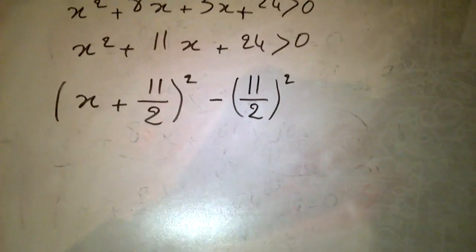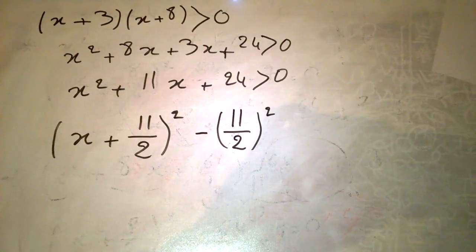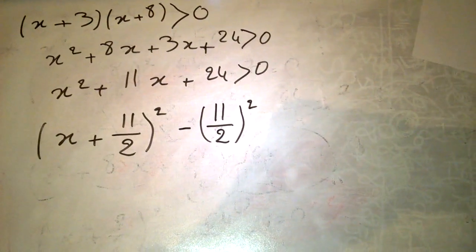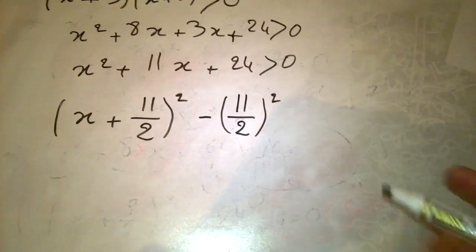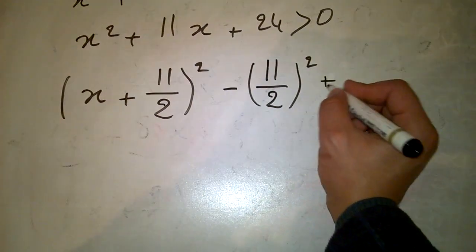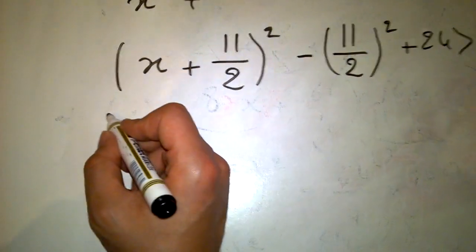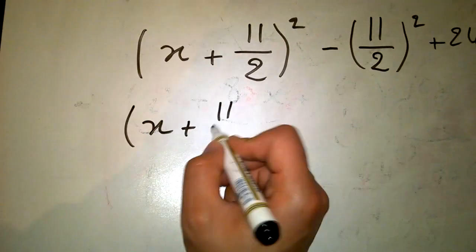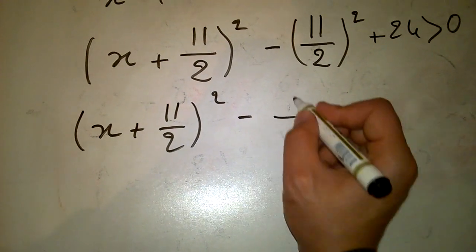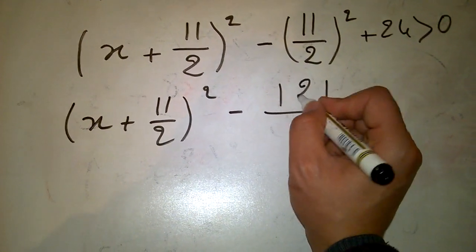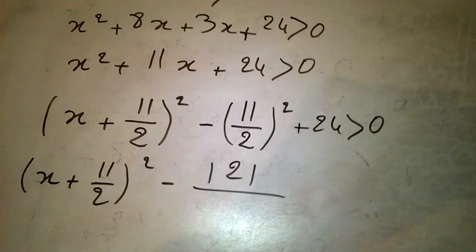Like if for example we add something and we subtract it straight after, like x plus 1 minus 1 is the same as x, because we add 1 and we subtract 1 right after. This plus 24 stays here, greater than 0. So this is x plus 11 over 2 squared minus this 11 squared over 2.